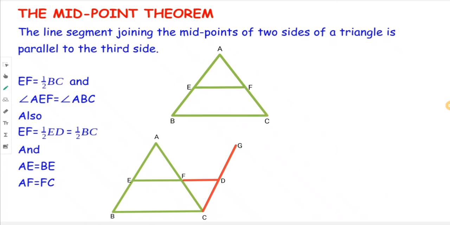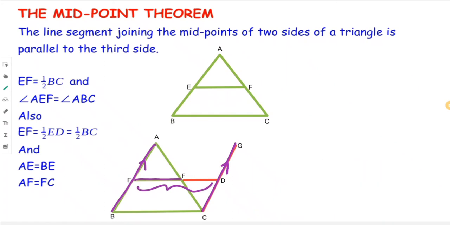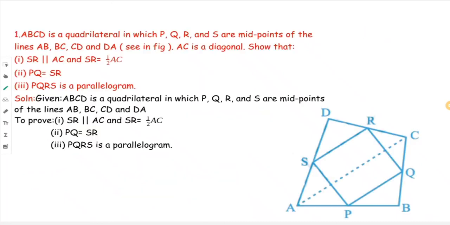Now suppose let's take another case. Let's say there's a third line, you can see here CG, that is parallel to AB. These two lines are parallel. So remember that EF is half times FD, and also EF equals FD. Clear? Okay, that will do for the midpoint theorem. Now let's go to the question.